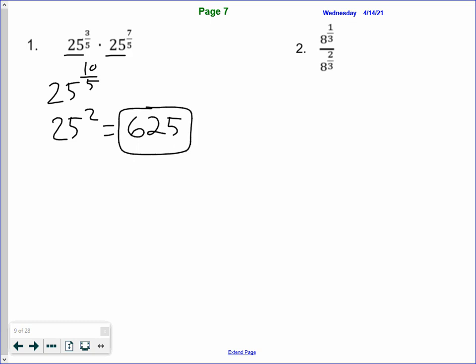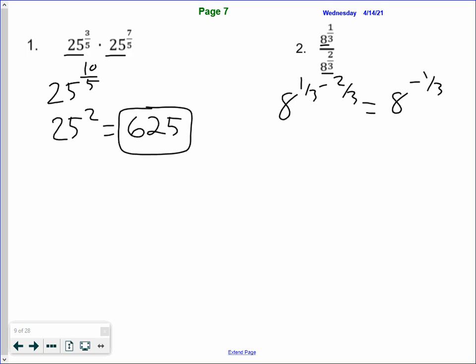And for number 2, we're going to use our quotient of power property. We have a power on the top and a power at the bottom, a power dividing another power. They have the same base. So what we're going to do is subtract the bottom exponent from the top exponent. So 1/3 minus 2/3, and that's going to give us 8 to the negative 1/3.